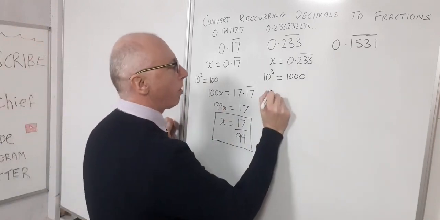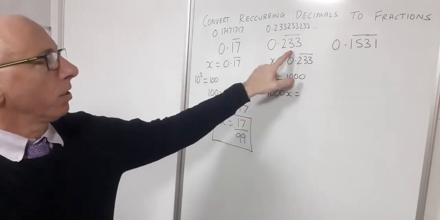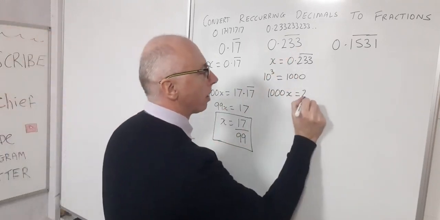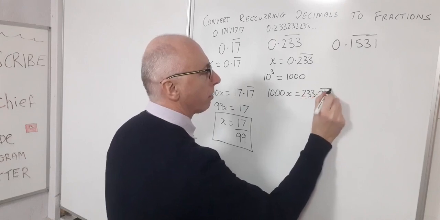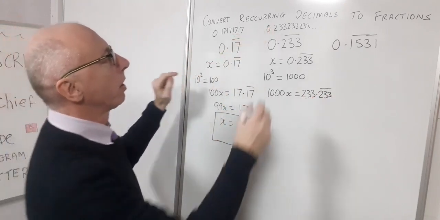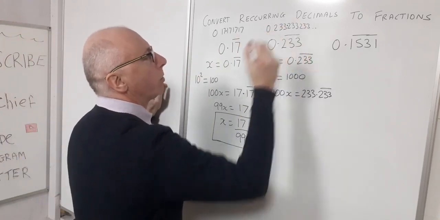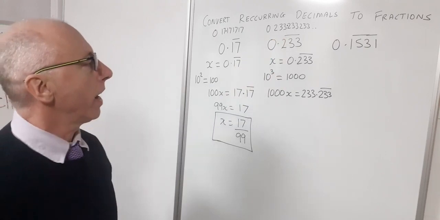So let's define 1,000x. That's just going to be 233.233 recurring. Again, as we did before, let's just move the decimal point. The decimal point now will be there. We're multiplying by 1,000, and that's why we got that.